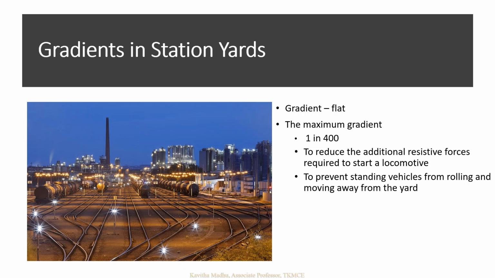So it should be kept as flat as possible, so that no additional resistive force is required to start a locomotive. Another one is to prevent the standing vehicle from rolling and moving away from the yard. Here in the figure itself you can see there will be a lot of stopped wagons in the station yards. If the gradient there is steeper, then the stopped wagons can roll and move away from the yard. So it should be made as flat as possible. But for the purpose of drainage, a minimum gradient is to be provided, and it is usually 1 in 1000.